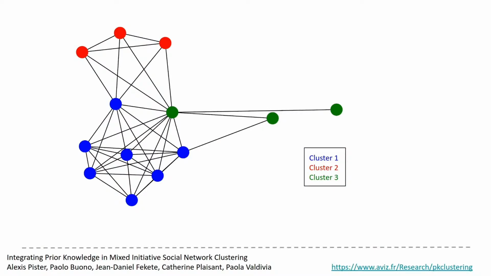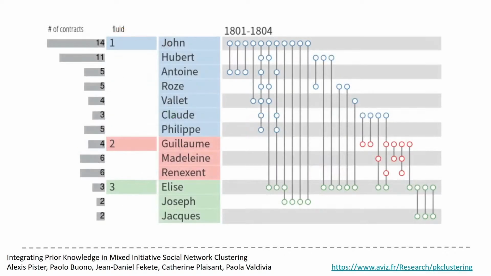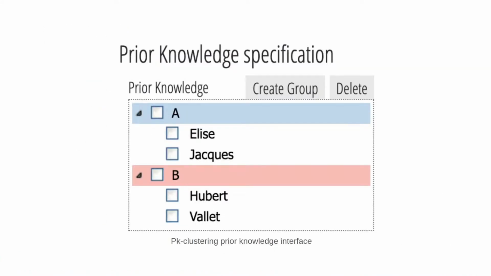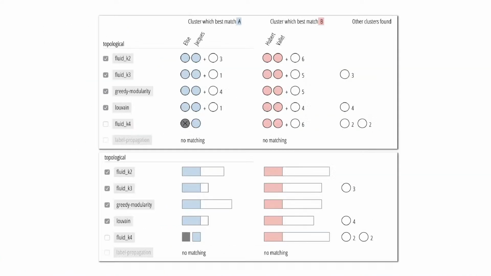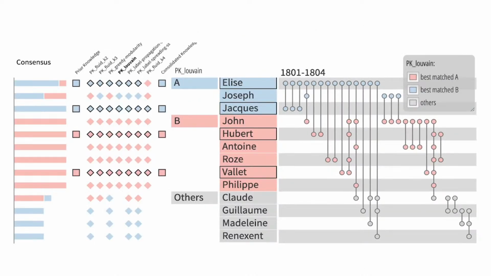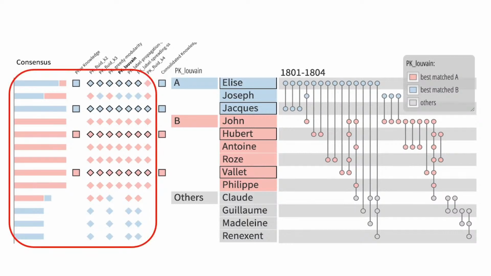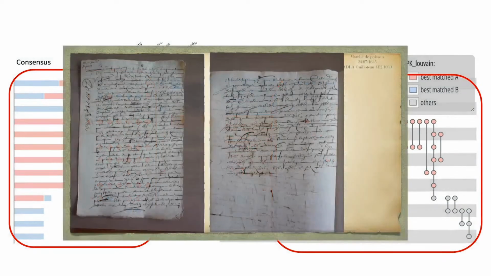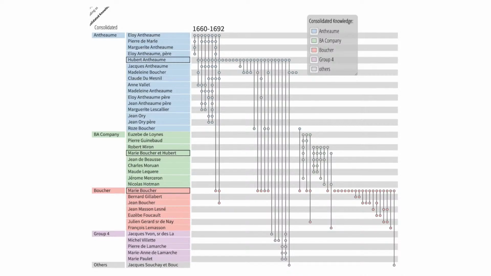Traditional clustering tools do not include users in the analysis loop. We present PK clustering, a new approach for interactive clustering using VIS. First, users specify their prior knowledge. Several algorithms are run and matched with the prior knowledge. Users then build a consolidated clustering iteratively with suggestions based on consensus, the graph, and their knowledge of the data. The result is a consolidated clustering.